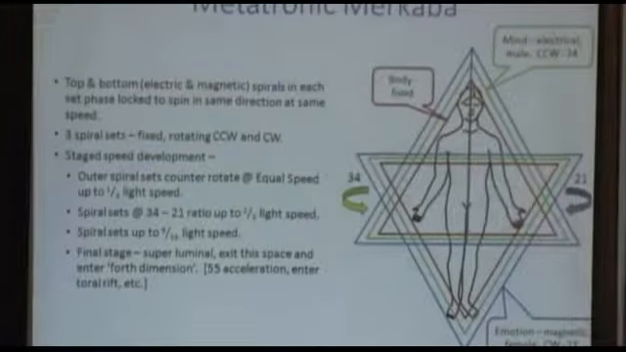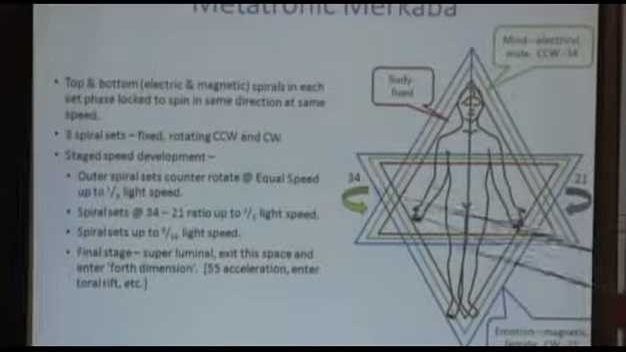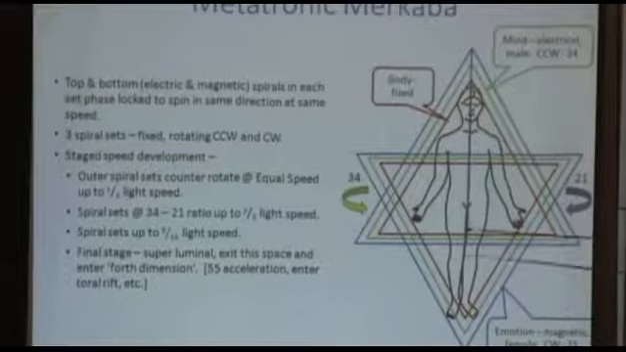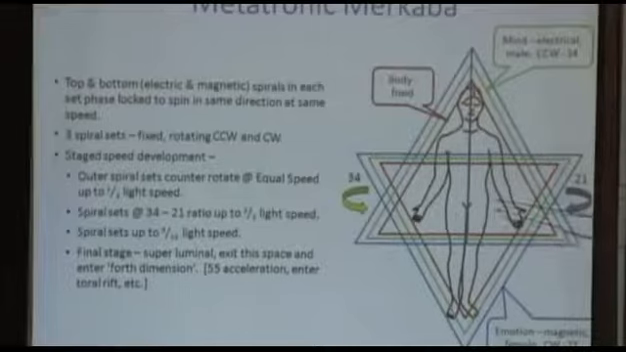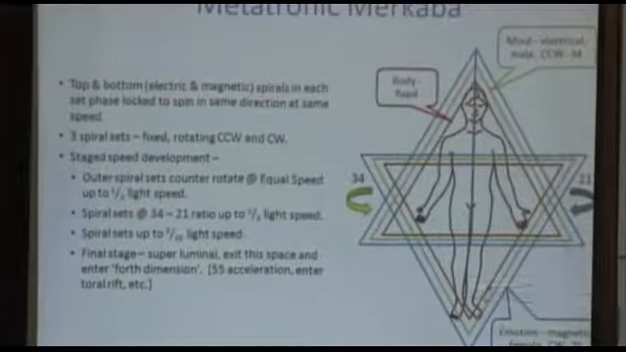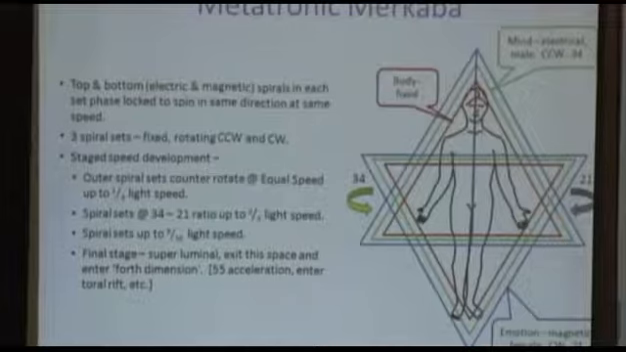Now, we come to take a quick look at the structure of the Metatronic Merkaba. Again, we have the two spirals. We have the upper and the lower spiral forming a spiral pair. We have two tetrahedra interwoven to create a spiral pair. Now, we have 3 sets of those spiral pairs. A critical difference in the Metatronic spiral is that the upper spiral and the lower spiral are locked together. They're phase locked, and they spin in the same direction at the same speed.